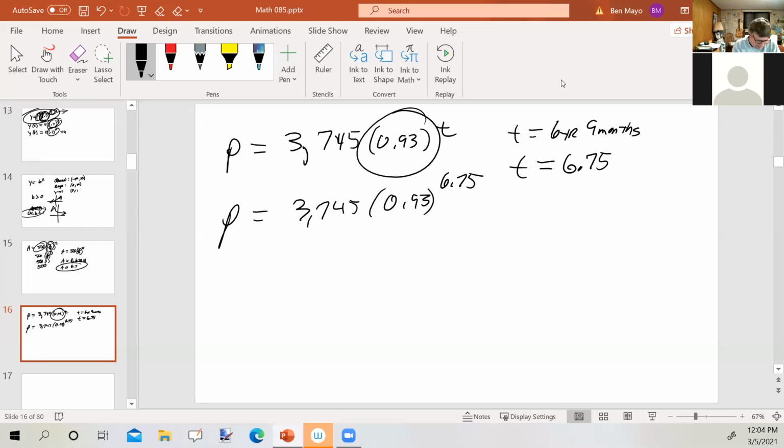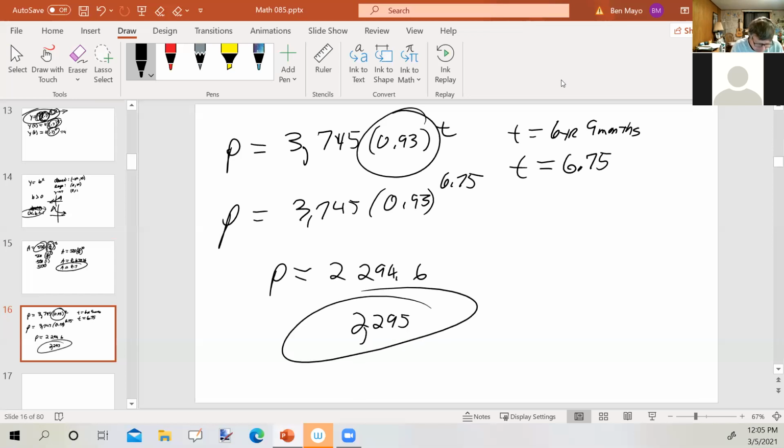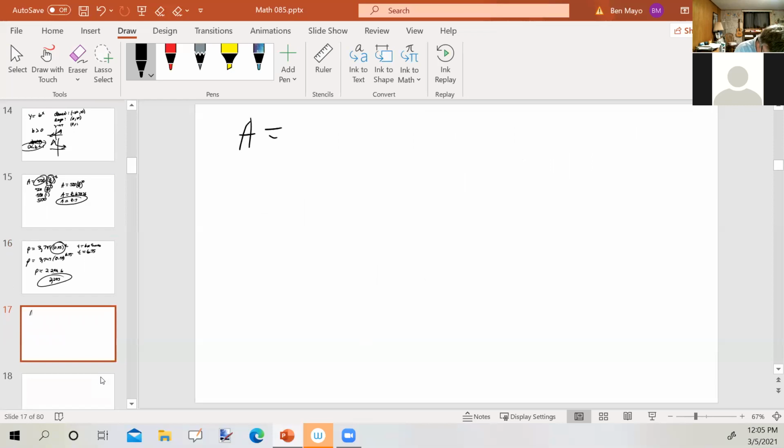So let's see what we get. 3745 times parentheses 0.93, close it up, raised to the 6.75 power. And I get 2294.6, so approximately 2,295 people. Okay. Now, we're going to look at a compound interest formula.